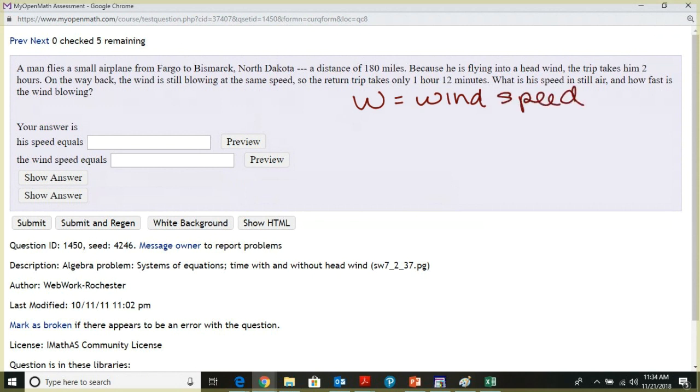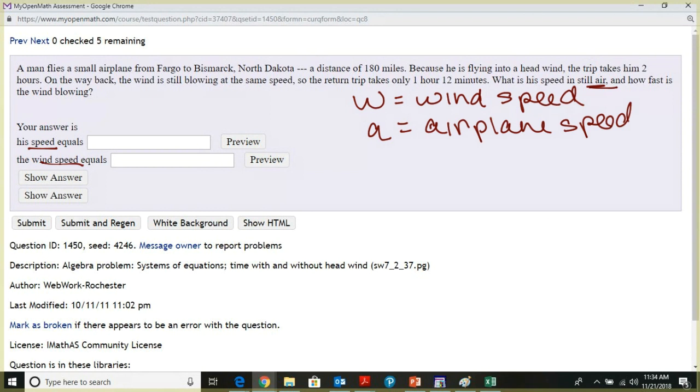And I don't know, he's flying an airplane. How about A for the airplane speed? So if it was still, we would just be going as fast as the airplane. Okay, so this is his speed, you see. So his speed is going to be A, the wind speed is going to be W. So if we take how fast he was going and we subtract the wind speed, then it's going to take him 2 hours to go that 180 miles.